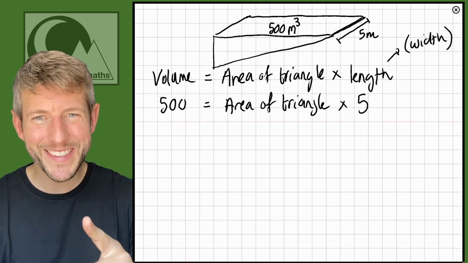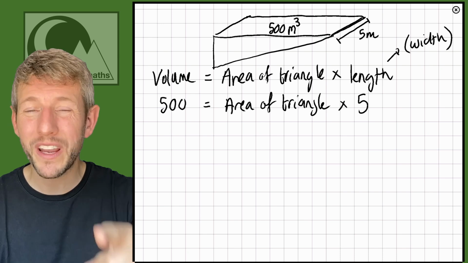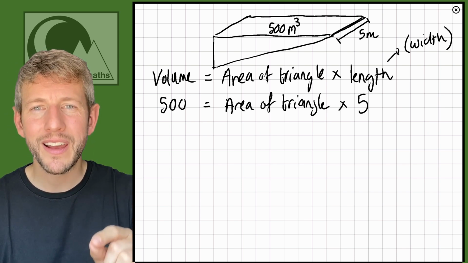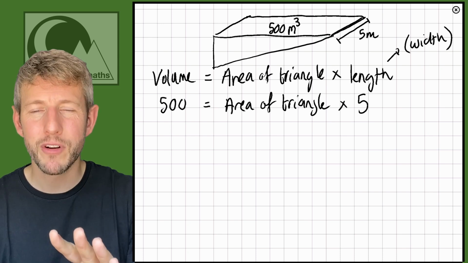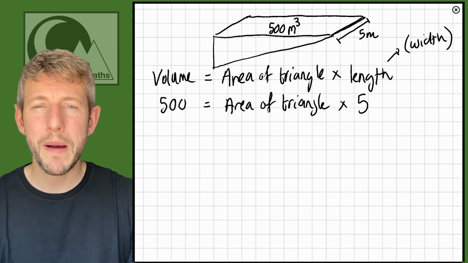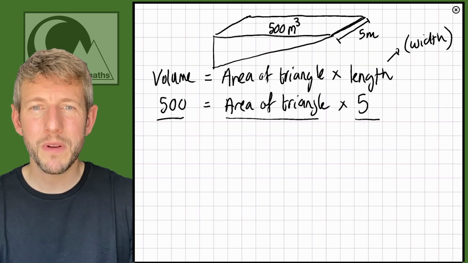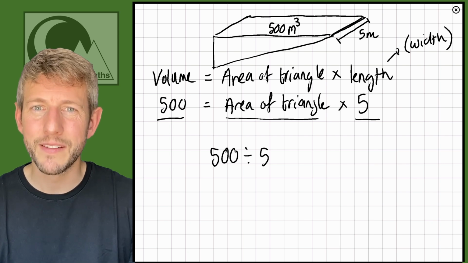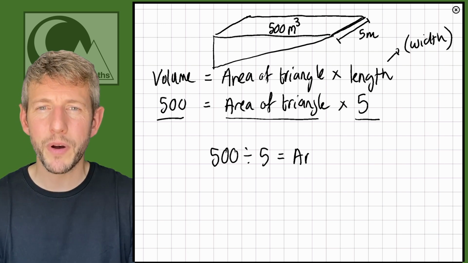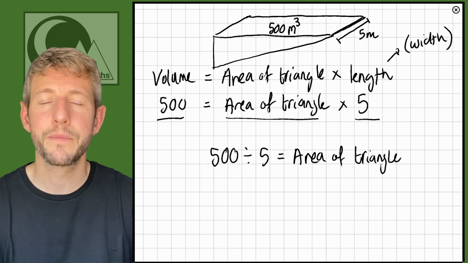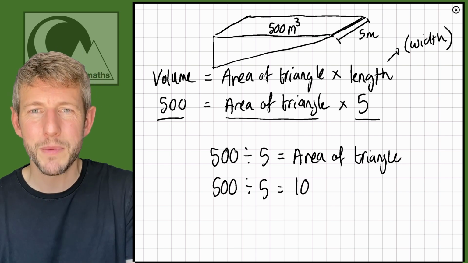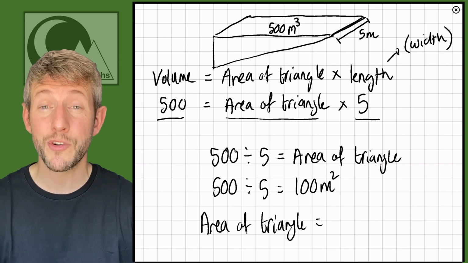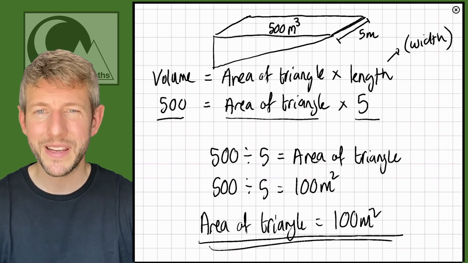You might spot it, but we're going to write down our working out because that's what we need to do. So 500 equals area of cross section times 5. So remember, when two things multiply together to give a third, that third divided by one of the two things gives us the other thing. So here we go, 500 divided by 5 equals the area of cross section. So we should be able to know this. 500 divided by 5 equals 100 meters squared. So the area of the cross section of this triangular pool is 100 meters squared.